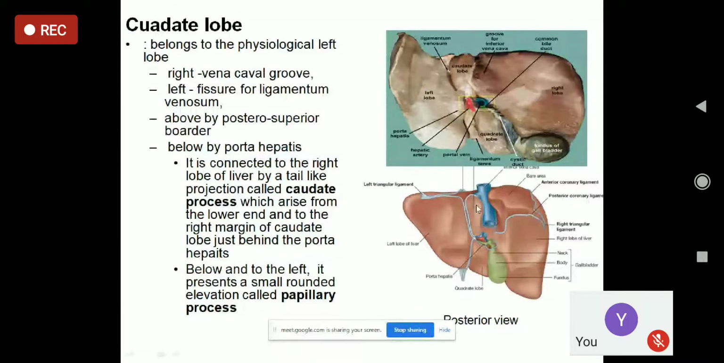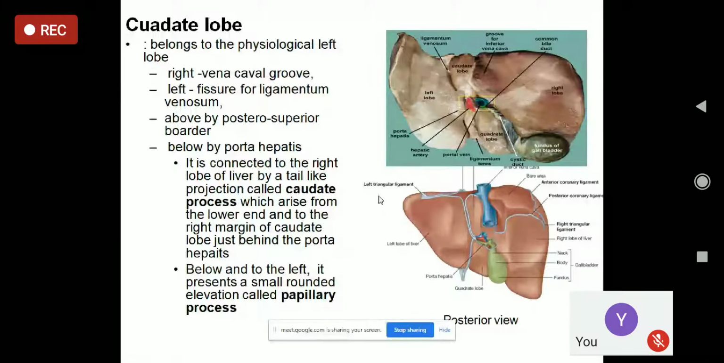So what is this? This caudate lobe is bounded on the right side by the inferior vena cava. The inferior vena cava is always on the right side. This is the right lobe, this is the left lobe. On the left side, you are getting the fissure for the ligamentum venosum. Above is the posterior superior border, and below is the porta hepatis. Are you clear?